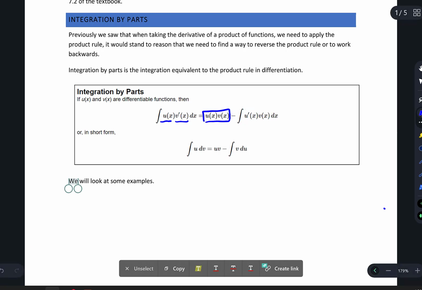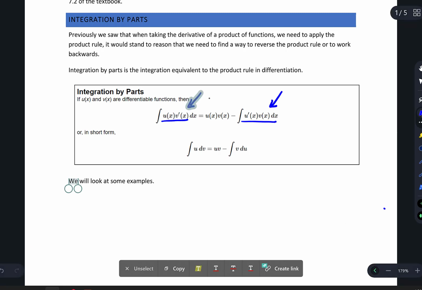And so at first, you might say, well, how does this really help me? If we look at the original integral, we have u times the derivative of v, whereas here we have the derivative of u times v. Well, it ends up that this one is usually much easier to work with than this one.